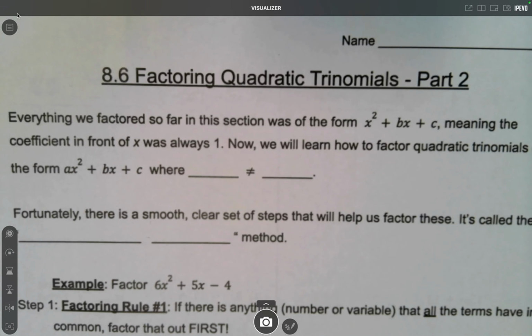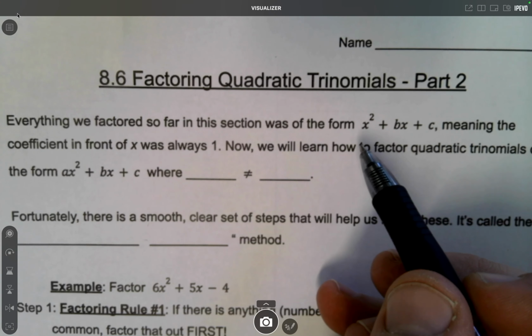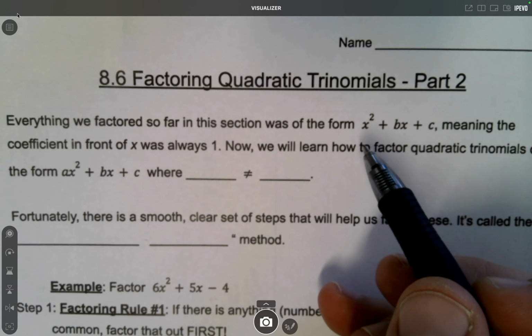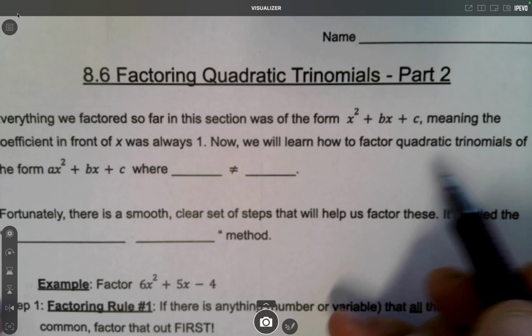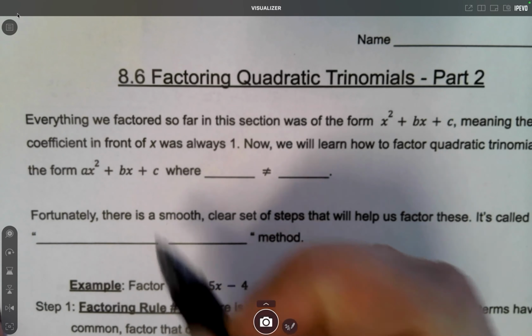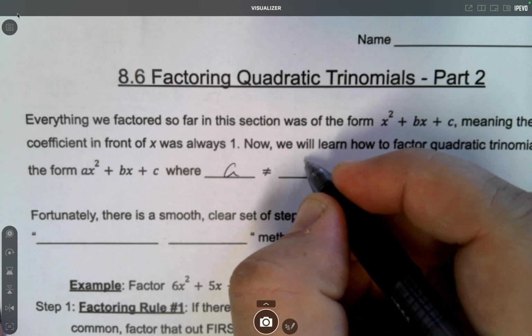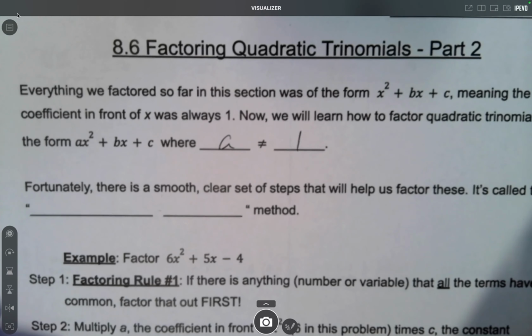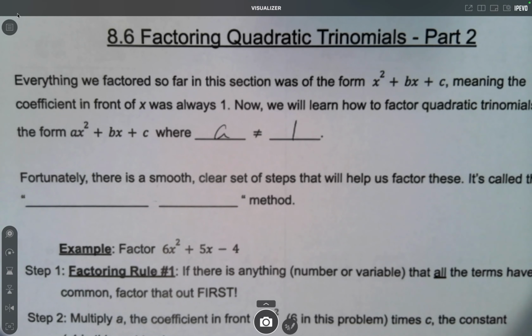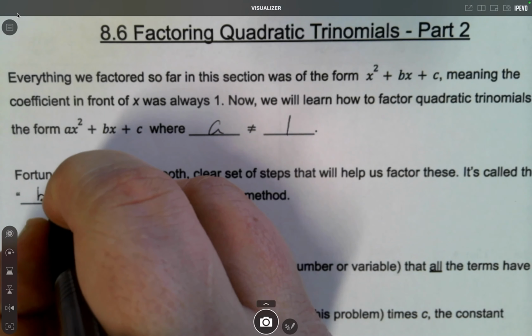What we factored so far in section 8.6 was always in this form. The point being, the only coefficient in front of x was the understood 1. But today we're going to learn how to factor quadratic trinomials where they have ax squared plus bx plus c, where a, the coefficient in front of x squared, does not equal 1. So good news is there's a pretty smooth, clear set of steps that will help us factor these. It's called the bottoms-up method.